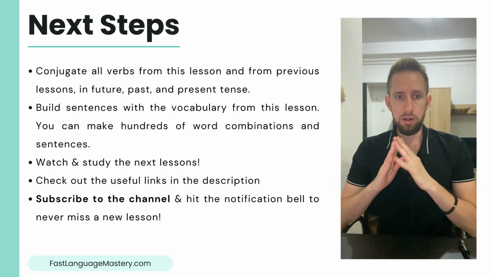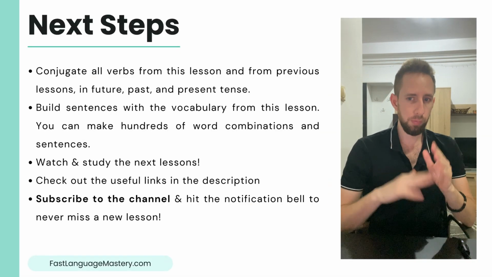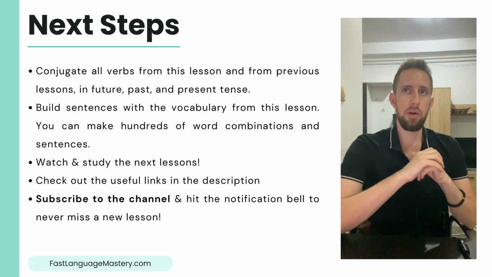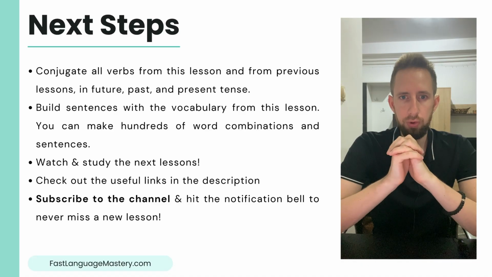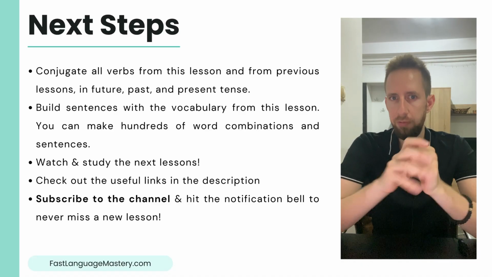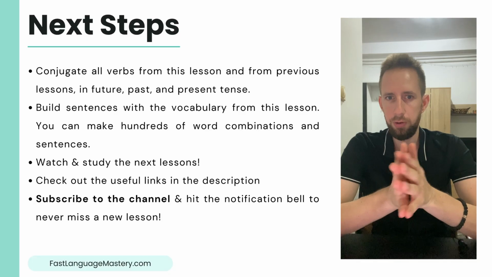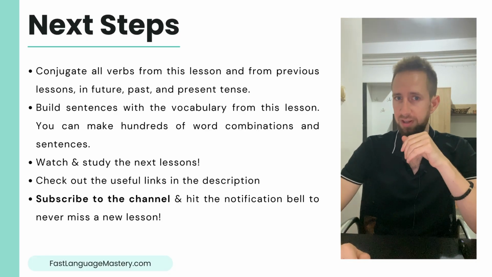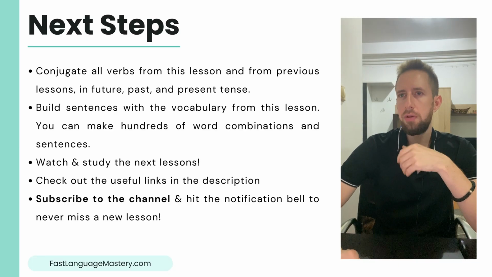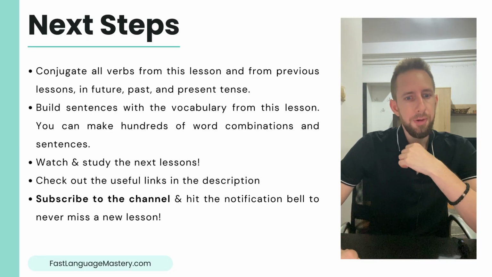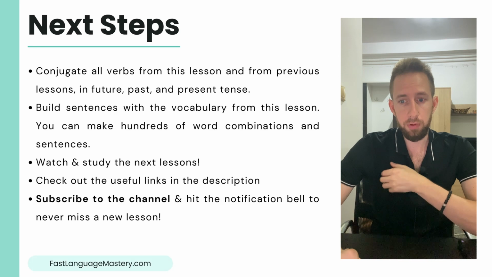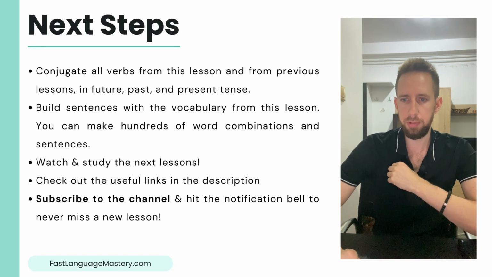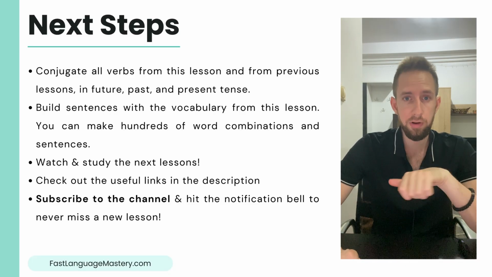Next steps. Conjugate all verbs from this lesson and from all previous lessons in future, past, present tense. For all previous lessons, also learn the perfective forms of all verbs which we learned. If you watched previous lessons, I guess you already took notes by hand. If you did it, or if you didn't, I recommend you to do it. Then build sentences with the vocabulary from this lesson and all previous lessons. You can make hundreds of word combinations and thousands of sentences already.